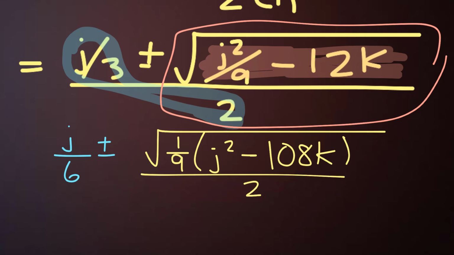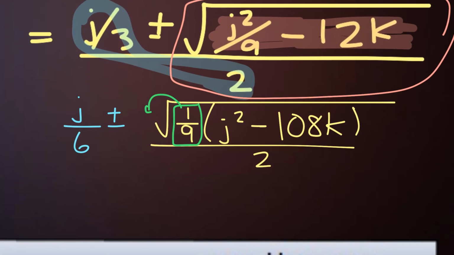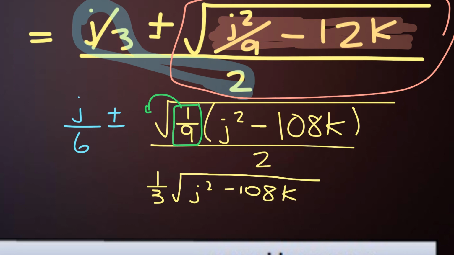Now, the cool thing about this is we can actually take the square root of 1/9 and pull it out, because the square root of 1/9 is just 1/3. So this would become 1/3 multiplied by the square root of j squared minus 108k all over 2.